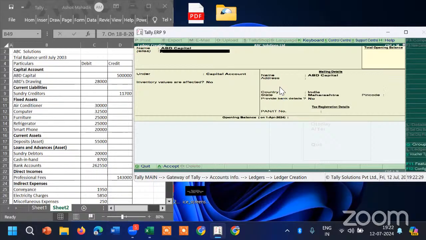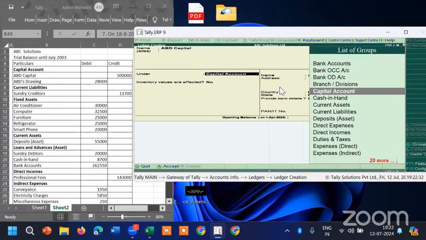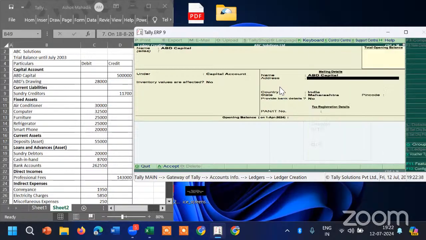They have already given us the heads under which they will appear. First, EBD's capital will appear under capital. We'll put the balance, the value which they have provided us, 5 lakh rupees. Credit balance, yes. Always check which balance it is showing. It should be similar to that given in the trial balance. In the trial balance, it is showing on the credit side 5 lakh rupees. So when I enter the opening balance, it's 5 lakh rupees credit. Accept, yes.